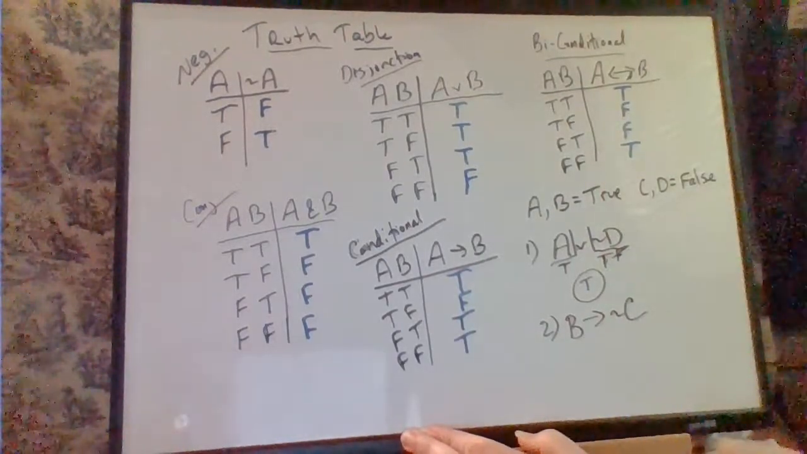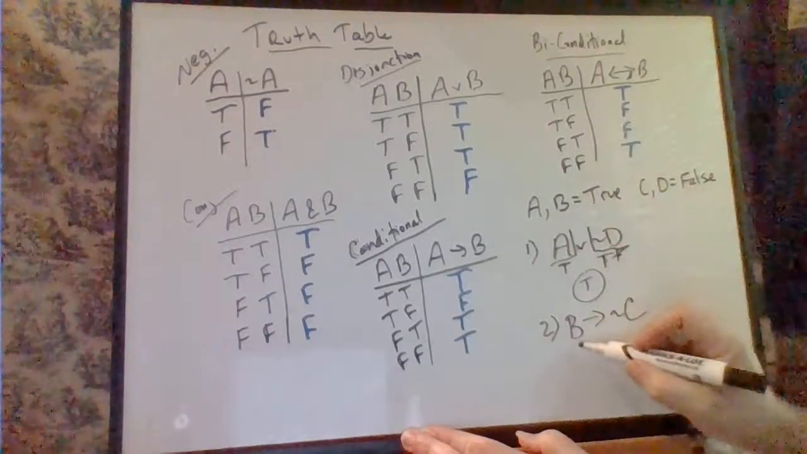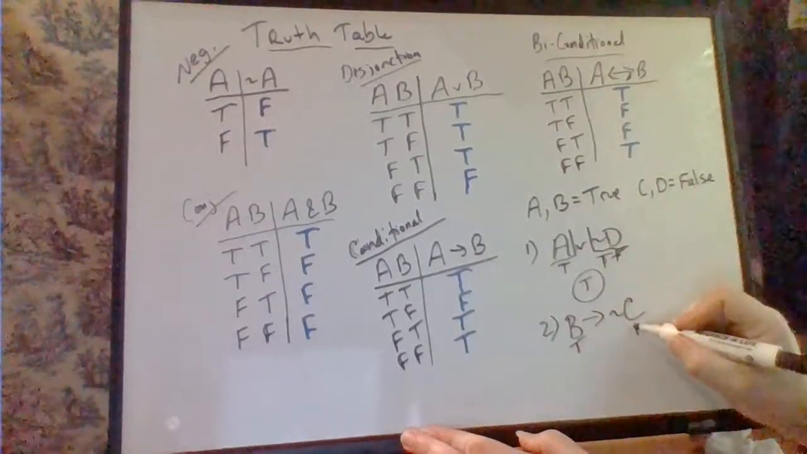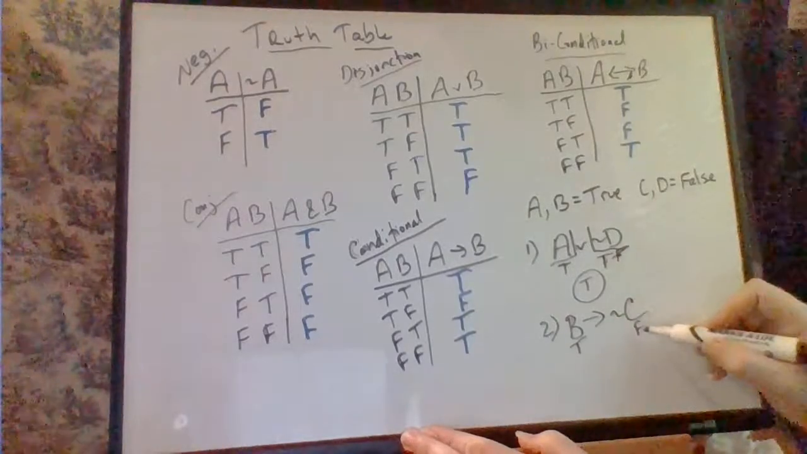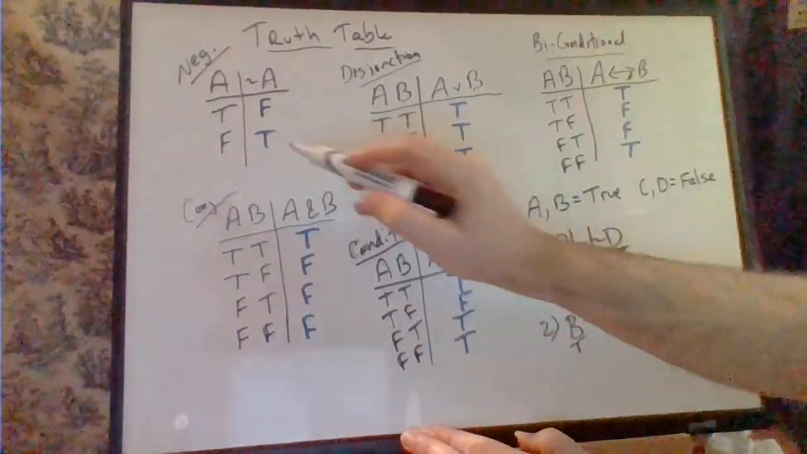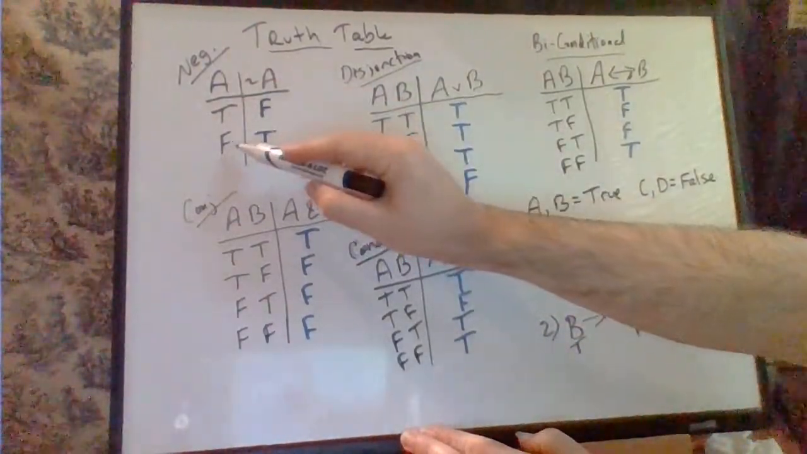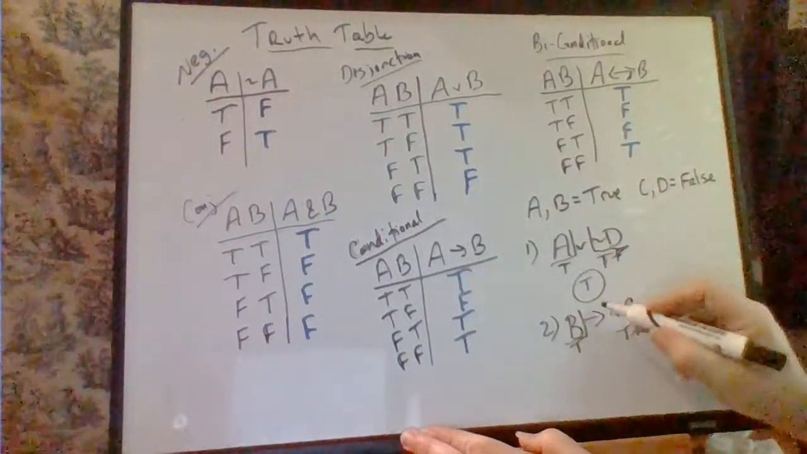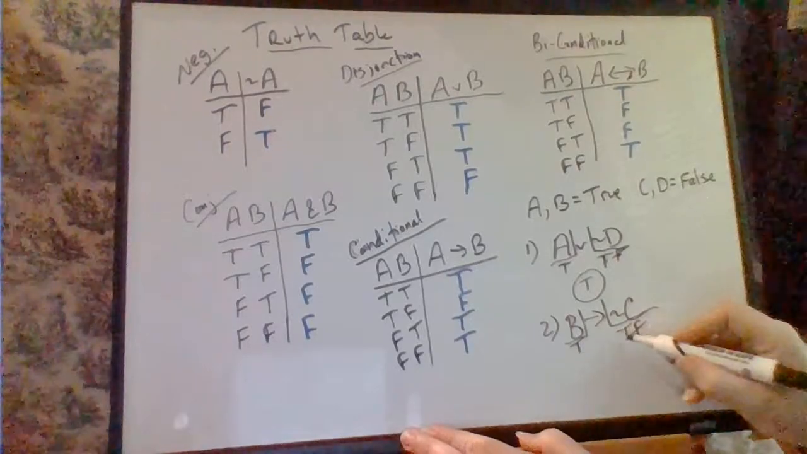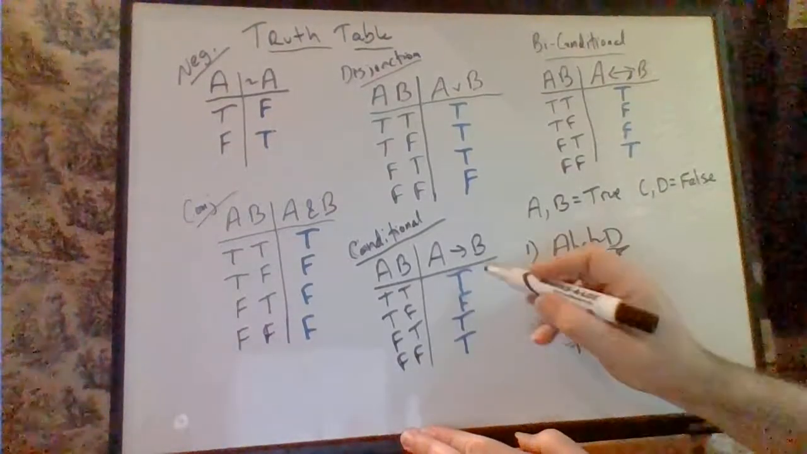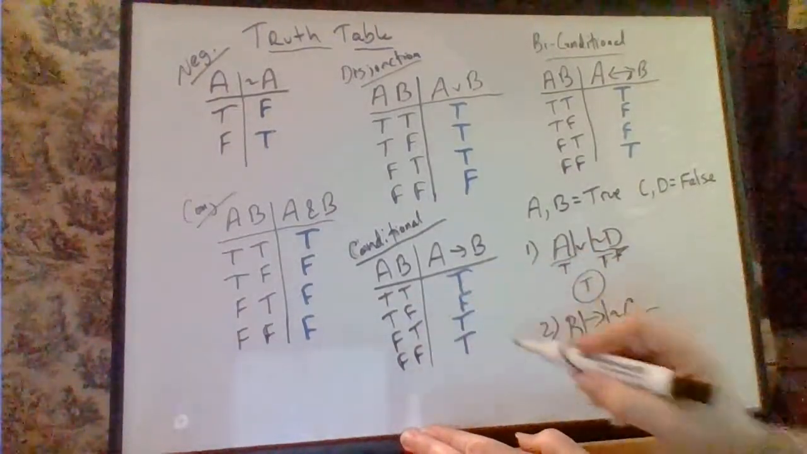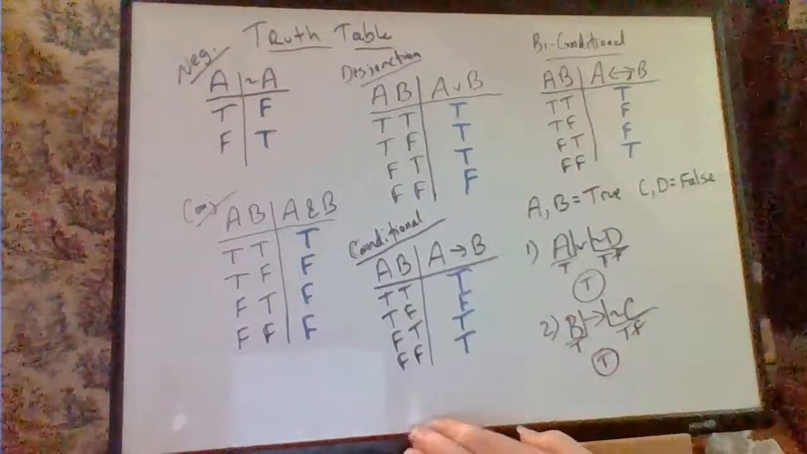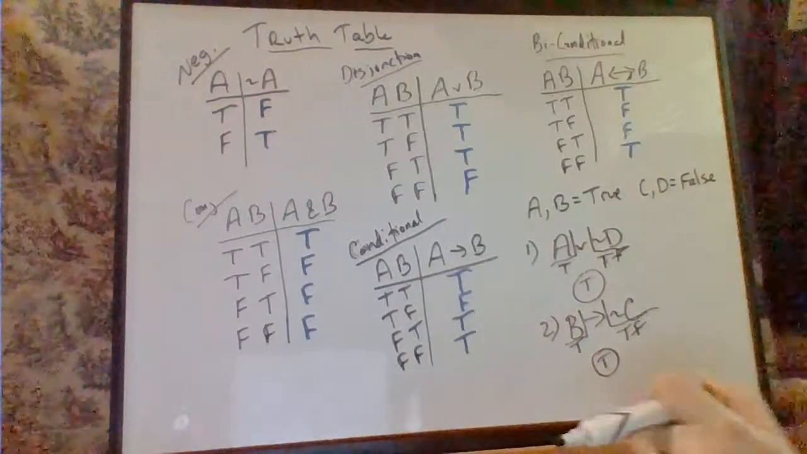If B, then not C. So B is true, C is false. Again, C is false, we have not C. So if the C is false, negated, it becomes true. So the B is true, the not C is true. True, true with the arrow, find the conditional. True, true with the arrow is going to give you true. And so we have the truth value of that statement.